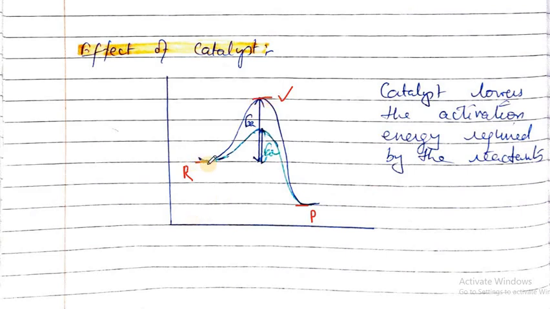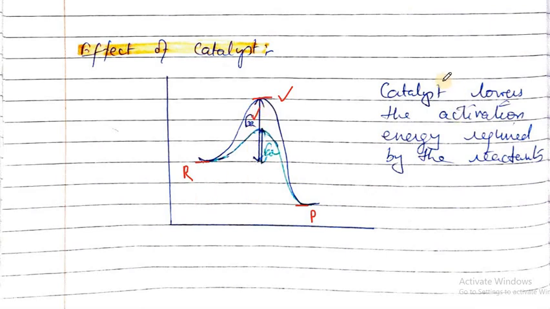When the reactants require this amount of energy, it gives the transition state, and then they are transformed into the products. So this amount of energy is released in the reaction. Suppose for the reaction, this is the activation energy.